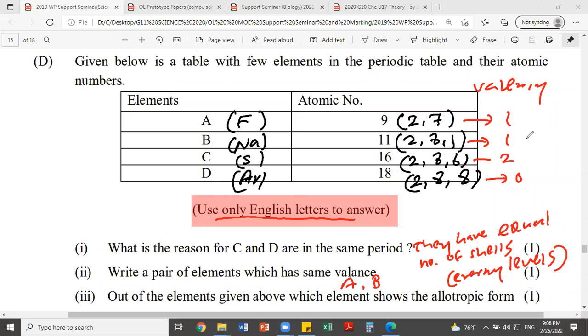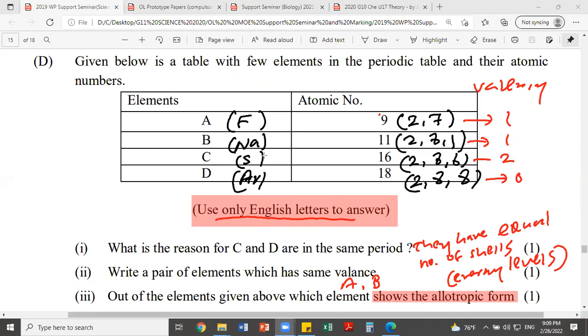Okay, next one. Which one shows allotropic forms? That's a good question. Part 3. Who can give me the answer? Which element shows allotropic forms? I highlighted that. Any volunteers? Ashen, who can do? I'll ask for the answer. Ayad? C. Avya? Shera? C. Yes, very good. The answer is C.